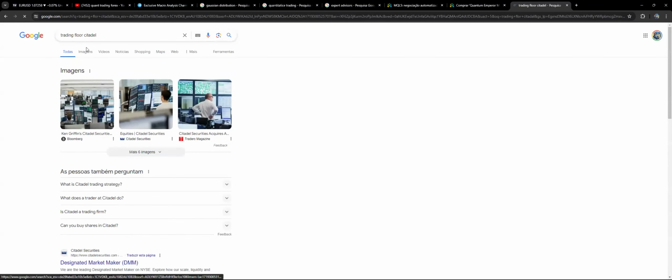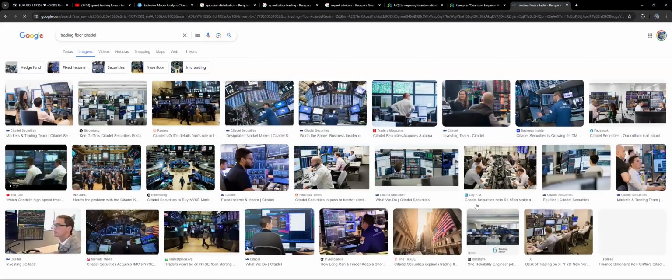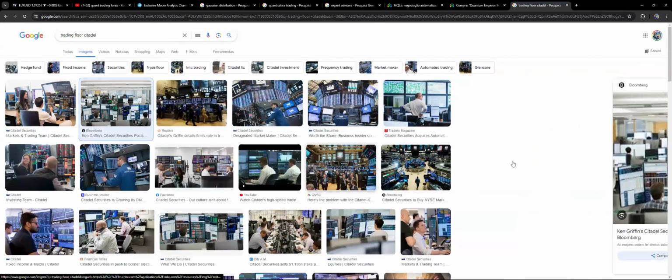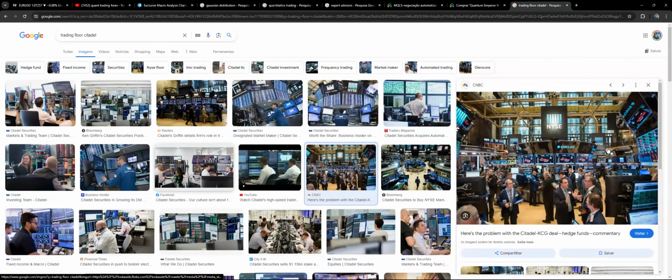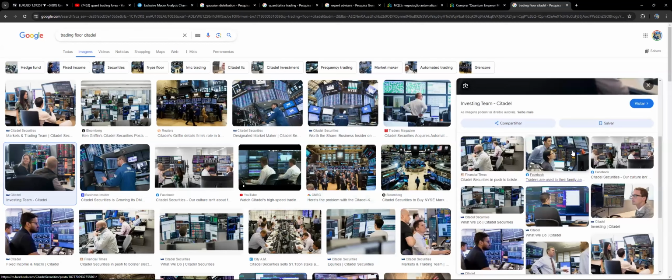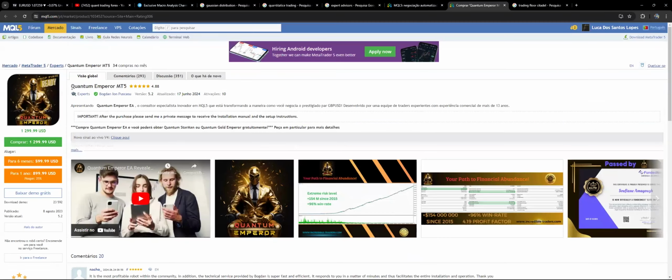Look at how big the trading floor on Citadel is. These are all PhD people, and this is the New York Stock Exchange, but this is on Citadel as well. They all have master's degrees, and then people think that they can buy a Quantum Emperor MT5.